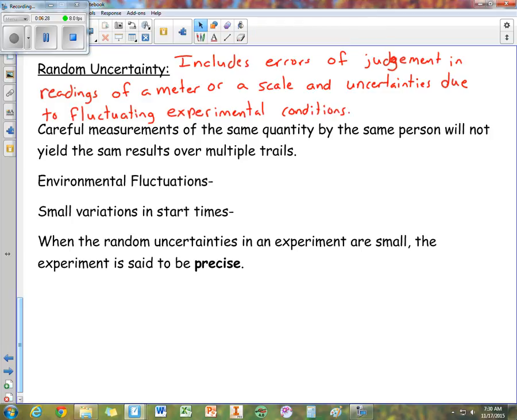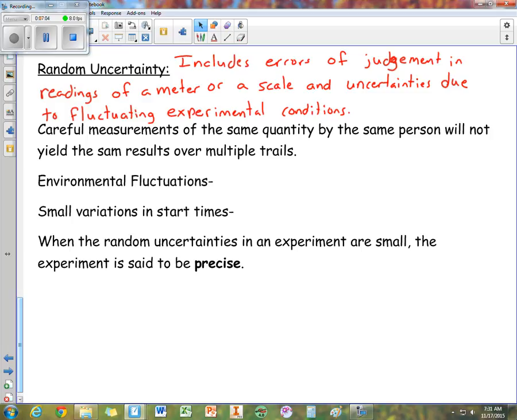Okay, these are random uncertainties, and really these are things that we can avoid. So, when you have an error in judgment in reading a meter, so if you look at a meter stick and you forget that the smallest line represents a millimeter, or when you're looking at a voltmeter and you don't realize that the smallest line is 0.25 volts, those are errors of judgment of readings of a meter. And you really, really should be able to avoid those.